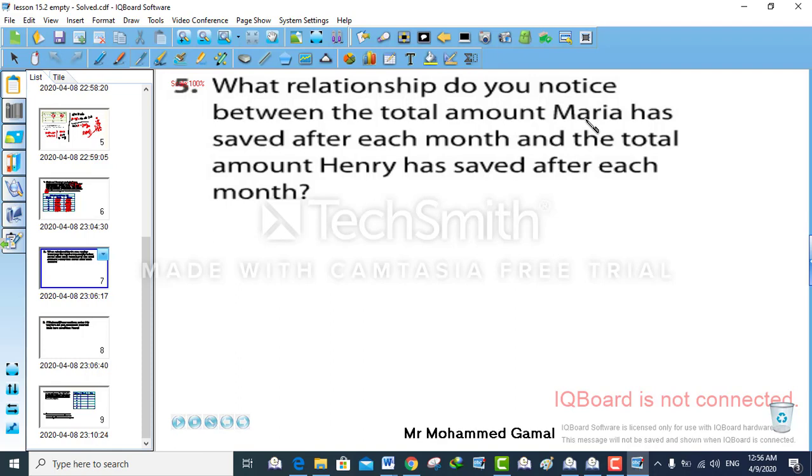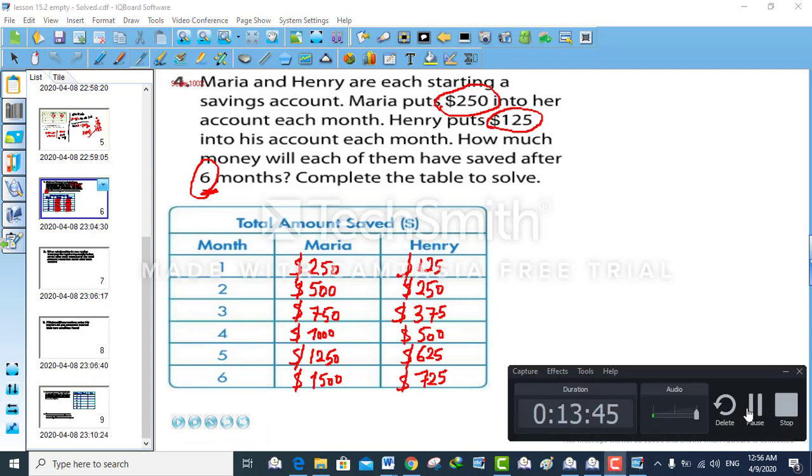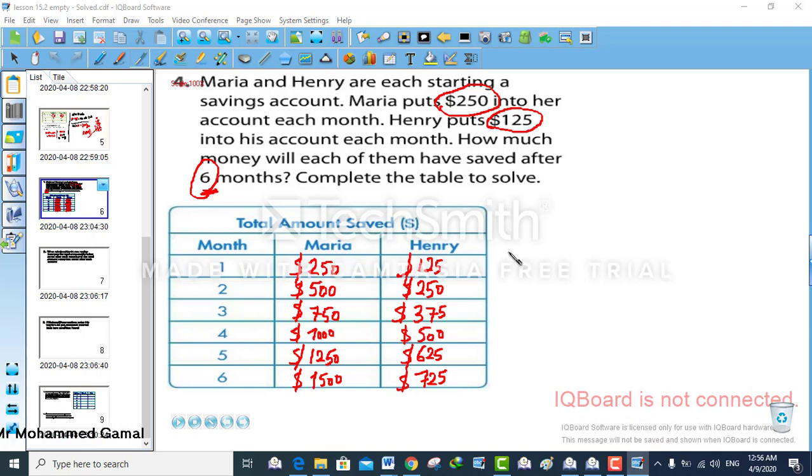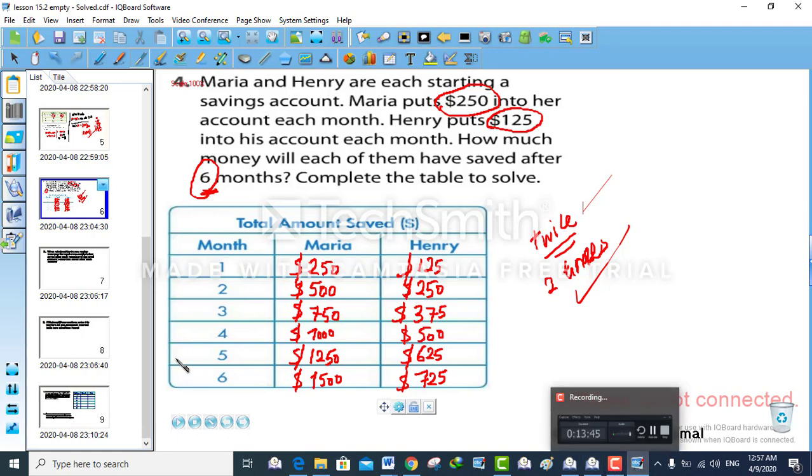And take care, he said the total amount Maria has saved after each month and the total amount that Henry saved. He wants Maria and Henry. Where is Maria? Here, 250, and here is Henry. Yes, it's always twice. You can write here, it's always twice. Or you can say, for example, it's 2 times. So if you answer twice or 2 times, both of them are accepted answers.